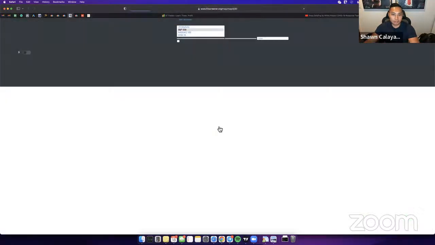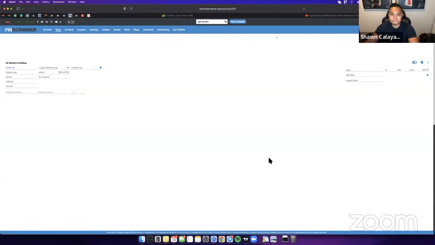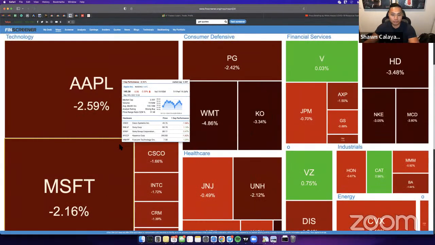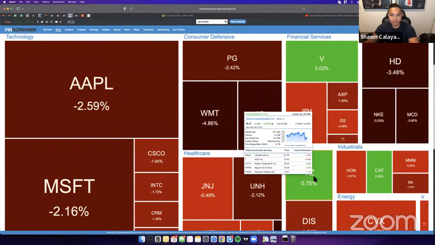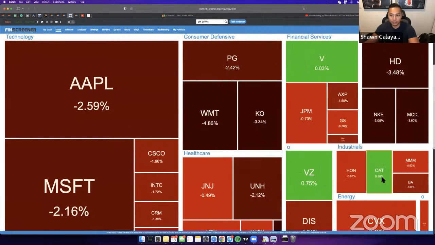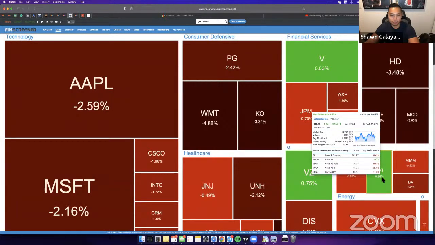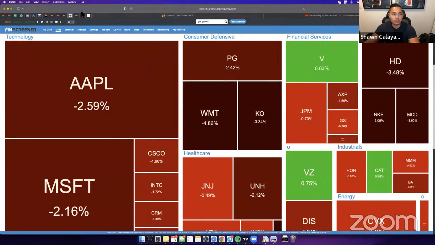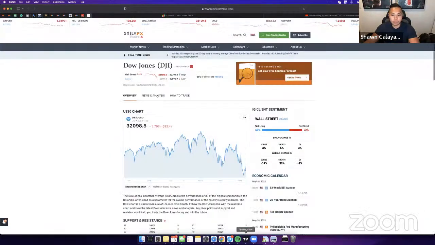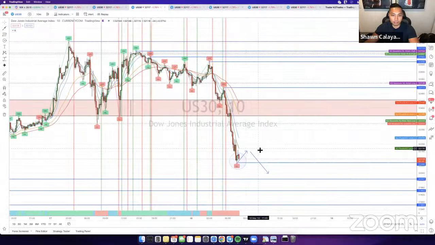Looking at the heat map over here, everything's still pretty red. Yeah, it's still very red here. There's a couple of green stocks, Visa, which is up less than a point, Verizon, which is up less than a point as well, and Caterpillar, which is up 2 points, which is not going to make a big deal. It's small market cap right there. So yeah, I think overall we should continue looking for a sell.